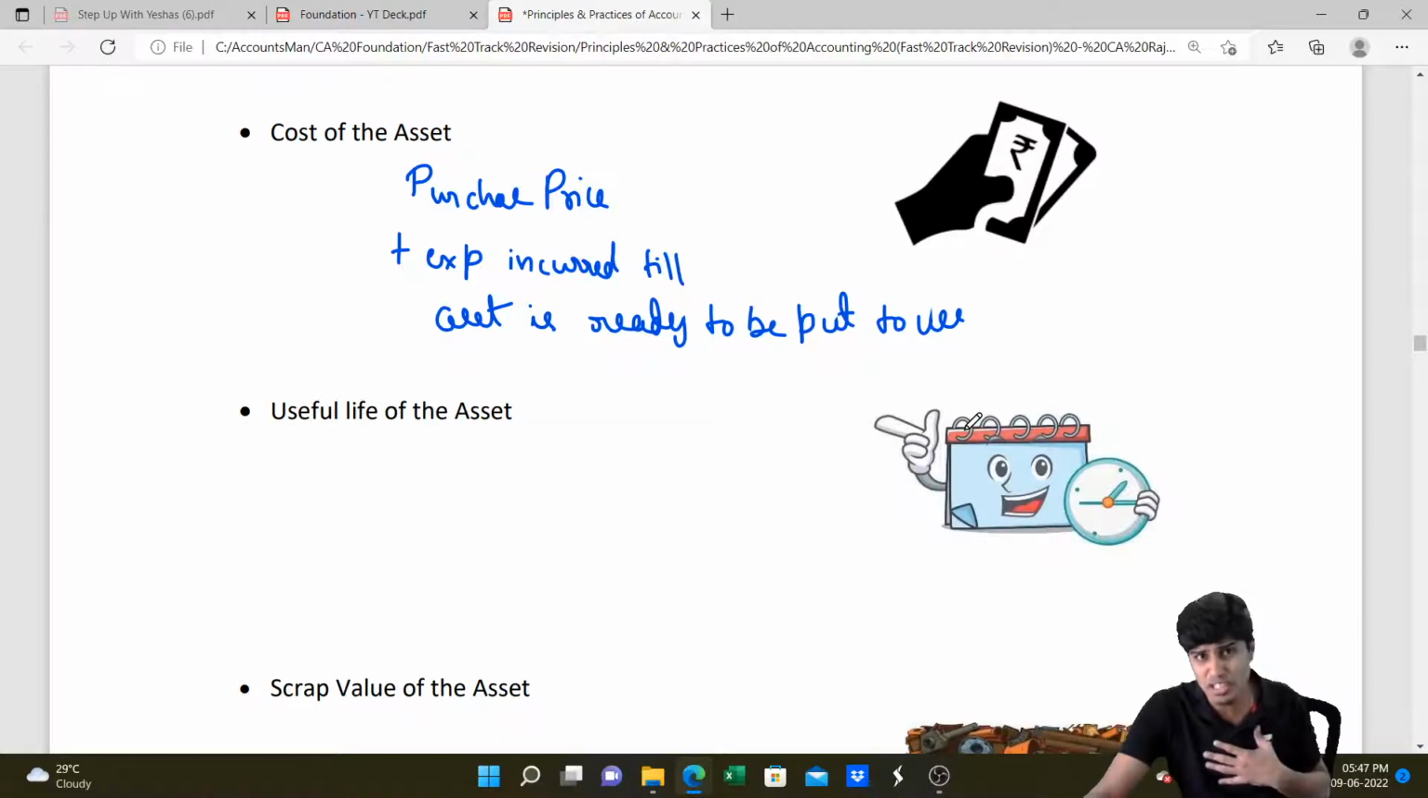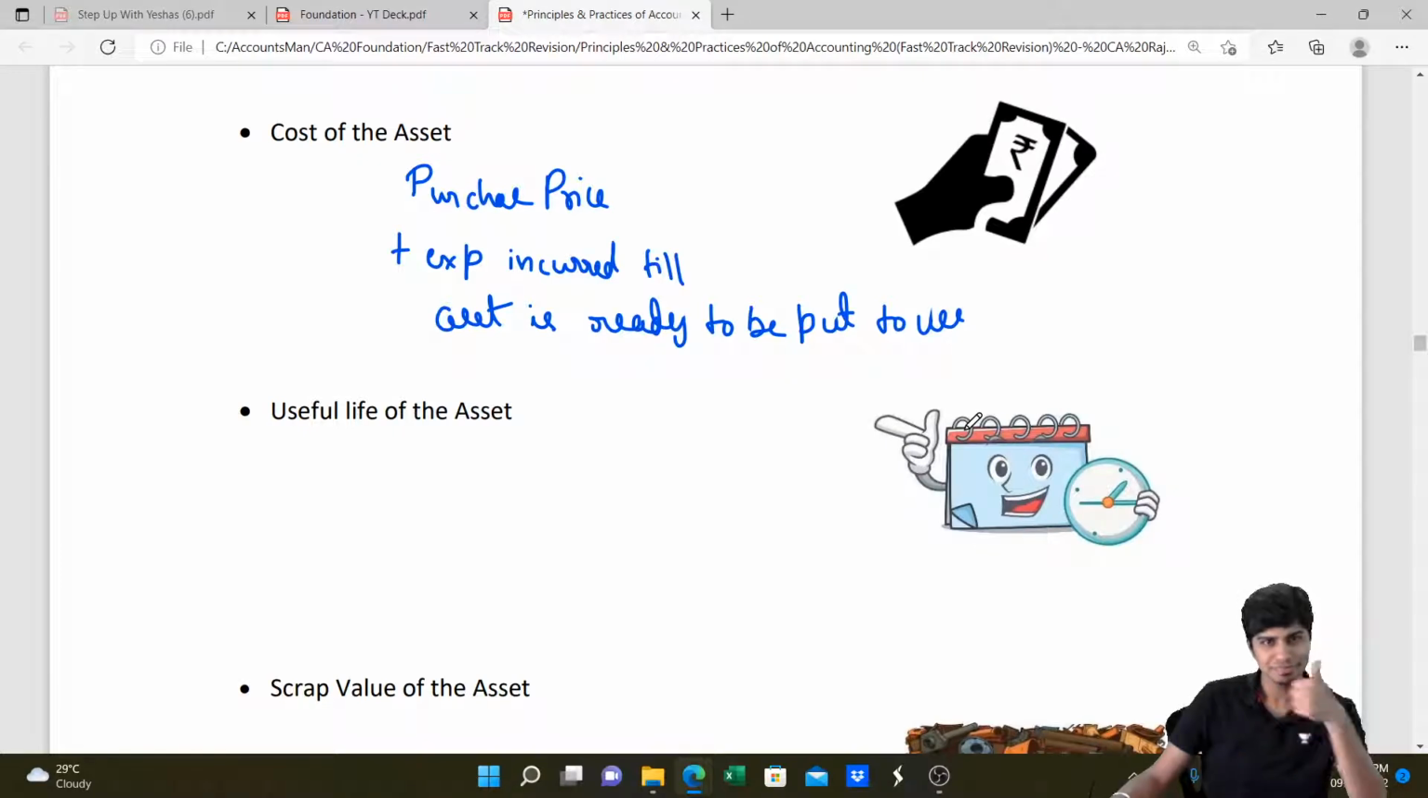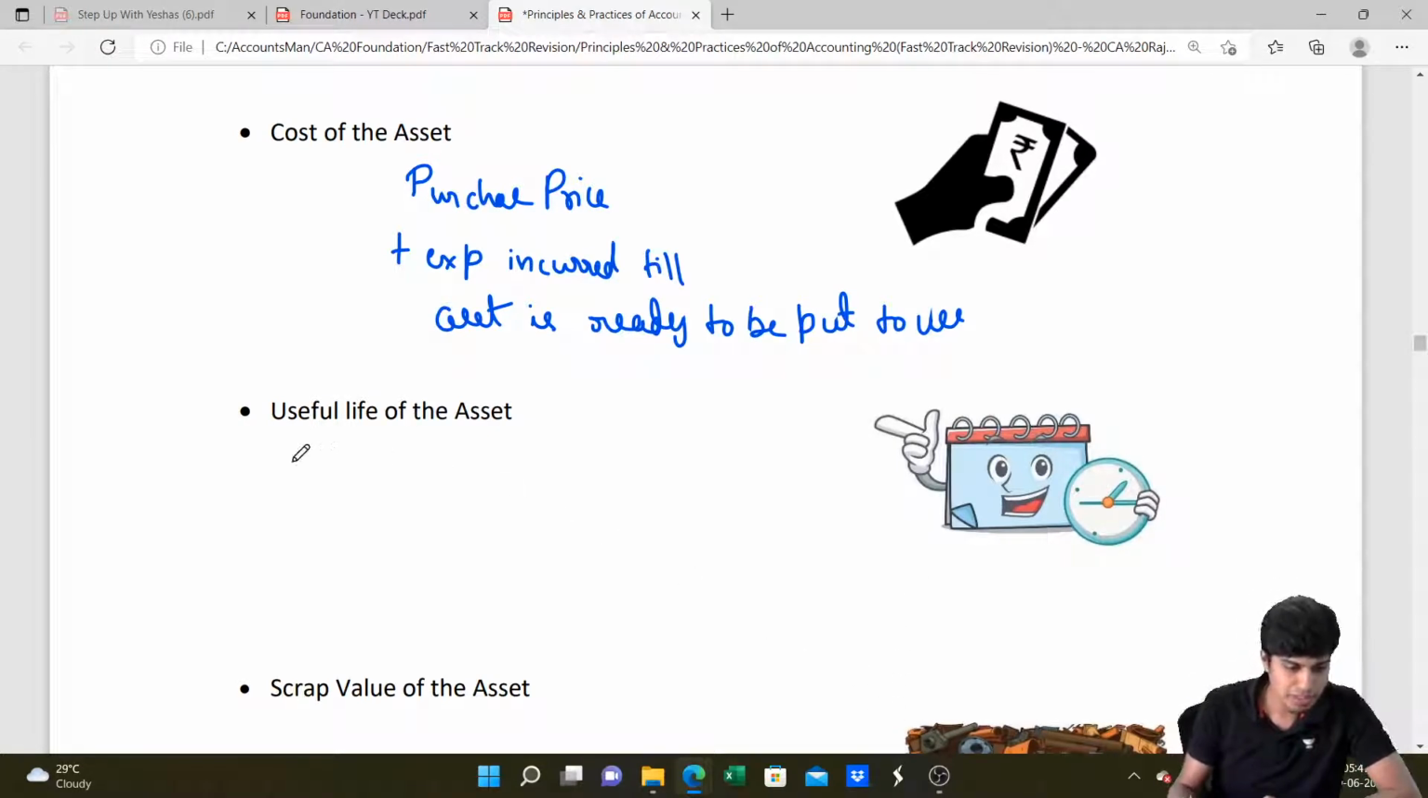When the shirt was manufactured, it was intended for a human to wear. So till the time I'm using it to wear, it is useful life. The day I stop using it to wear and use it for another purpose like wiping the floor, it is no more part of the useful life. Got it, guys? So useful life refers to the period for which the asset will be used for the purpose it was intended.